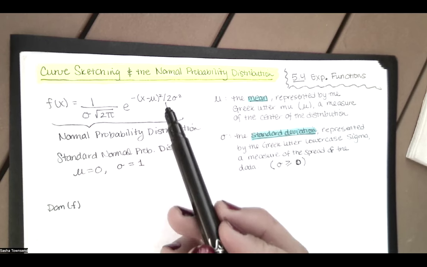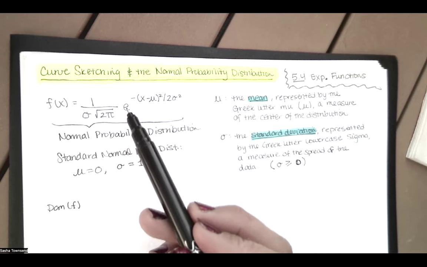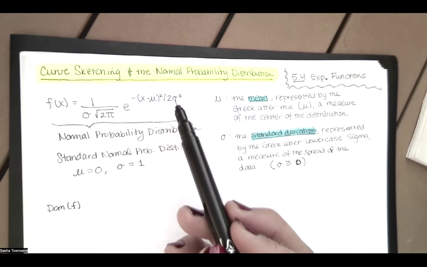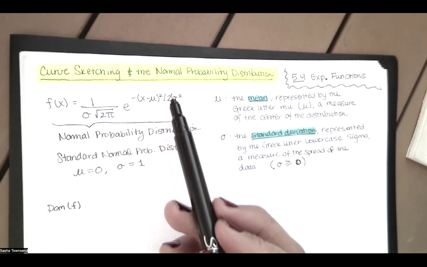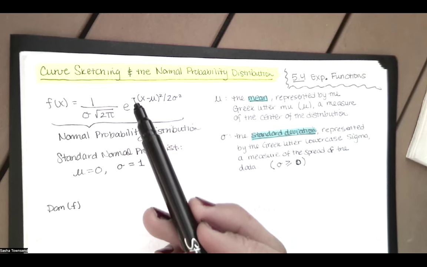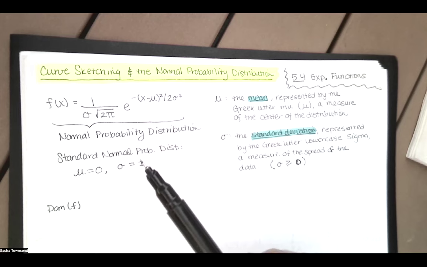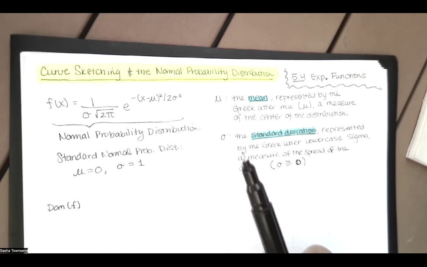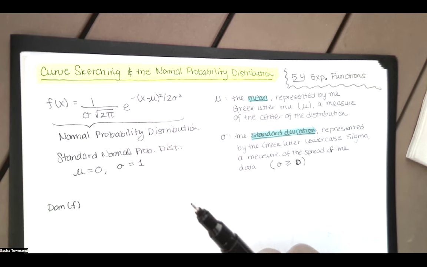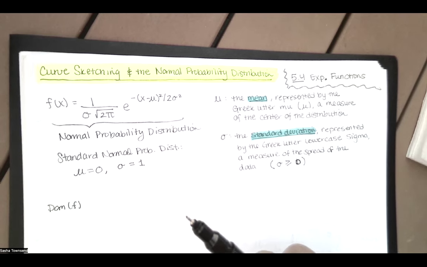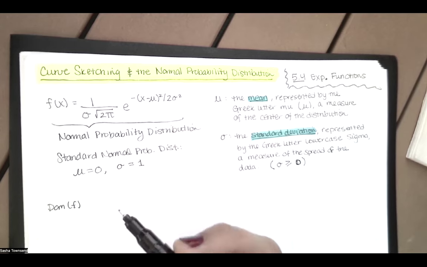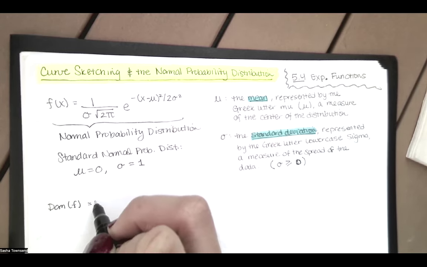And then this is just an exponential, e to the negative x minus mu squared power, all divided by 2 times the standard deviation squared. So we're just dividing by a number. You've got x minus a constant squared. You've got a negative sign there. And we don't really have to worry about any problems. Usually when we're finding the domain of a function, we need to exclude any x values that cause division by 0, exclude any x values that cause even roots of negative numbers, and exclude any x values that cause logarithms of negative numbers or 0. And we don't have any of those in this case. So the domain is all real numbers.